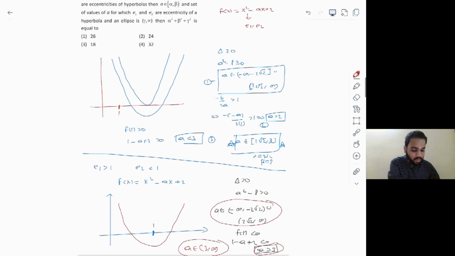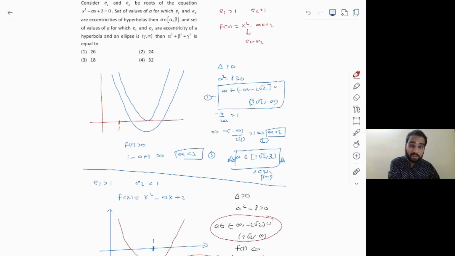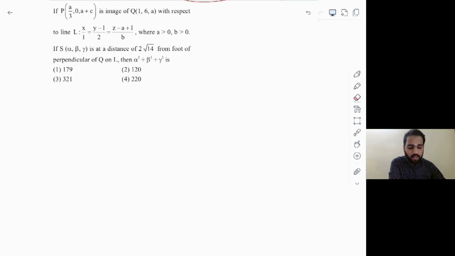As I told you, it's a multi-conceptual question. This kind of question will be asked in JEE Advanced, where it will be taken from multiple chapters and multiple concepts. So try to be careful. Let's take the next question.